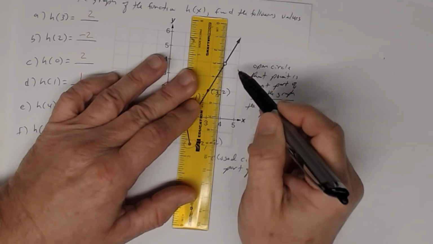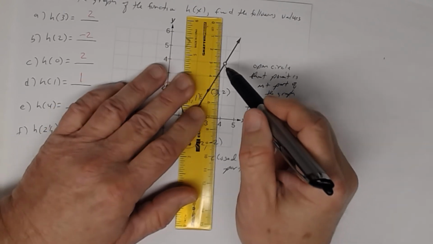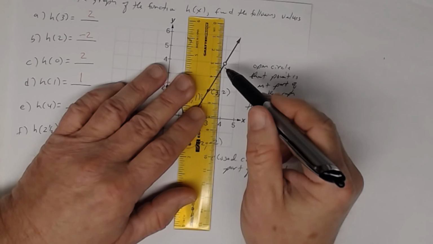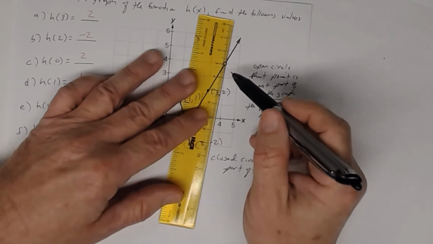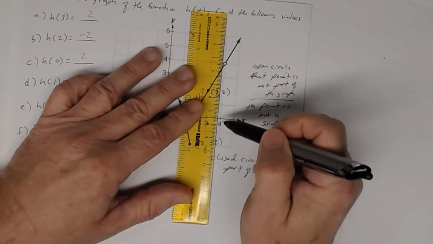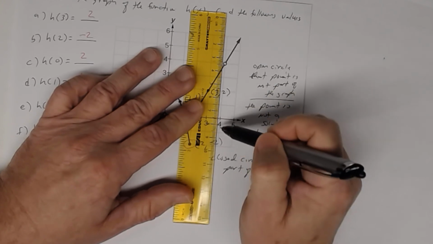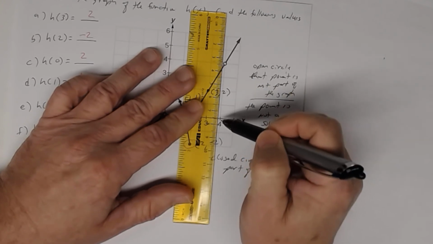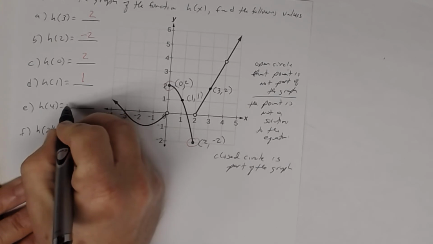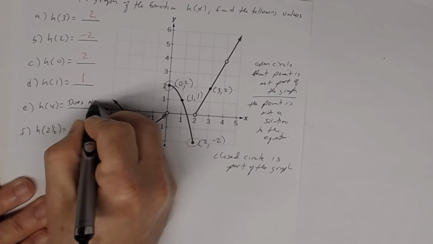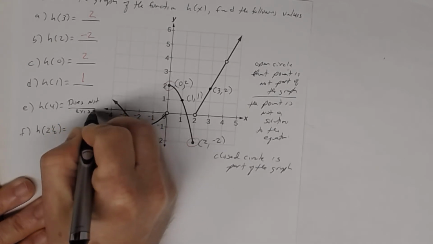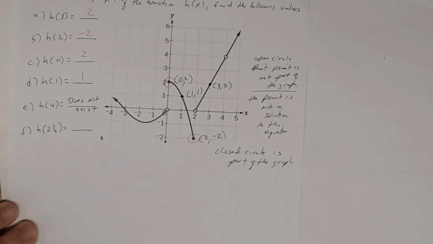Now remember, open is not part of the graph. So therefore you might ask, well, what do I write? What's my y value? All right, so since there is no closed circle corresponding to x equal 4, you have to say this: does not exist. All right, so that's what you say: does not exist.